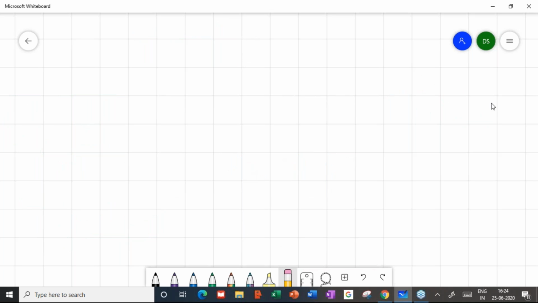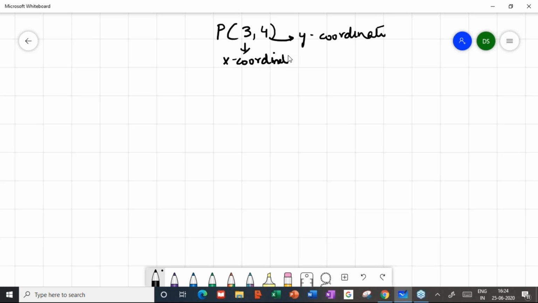Yes, Shivesh, that is the definition. Or what you can do is just write this, right? Suppose you are given a point, let's say 3 comma 4. So this means this is the x coordinate and this part is the y coordinate. And this also implies that this is the abscissa and this is the ordinate, right?